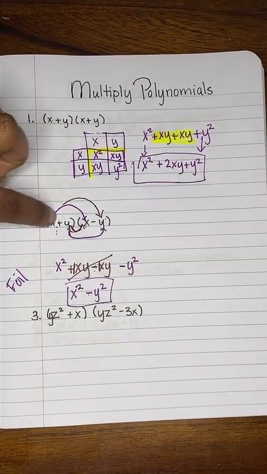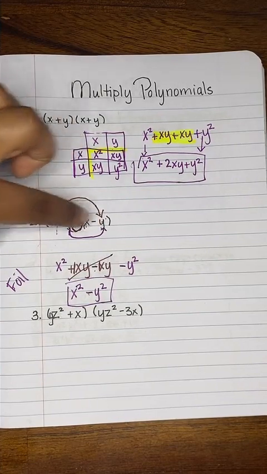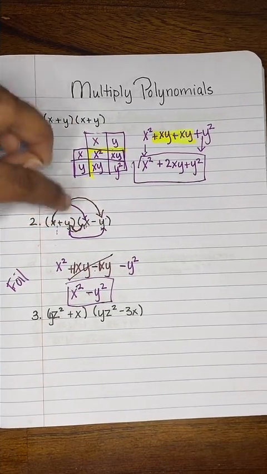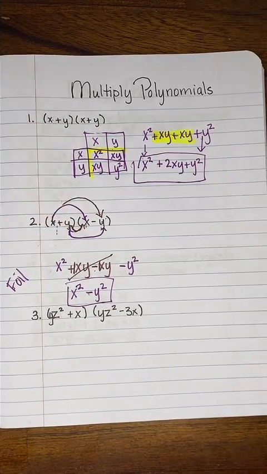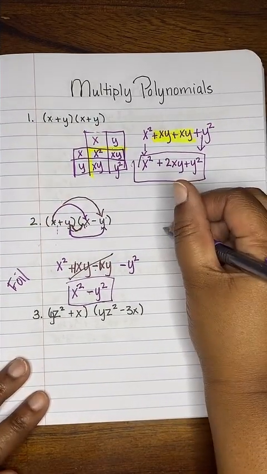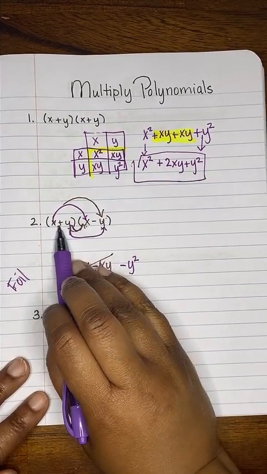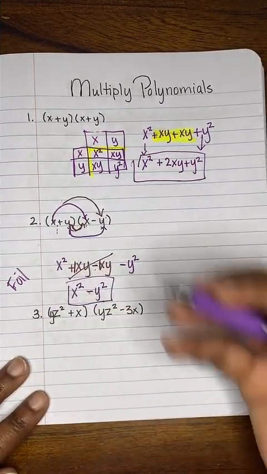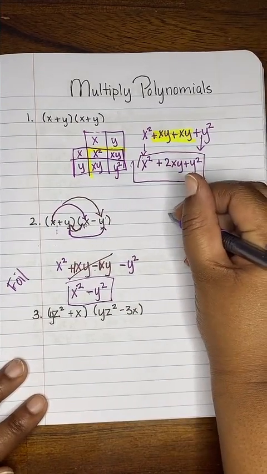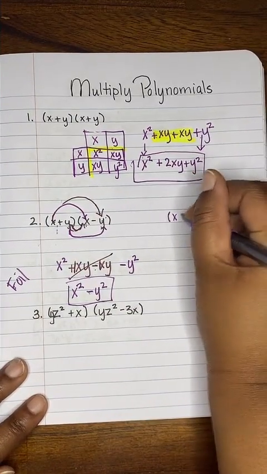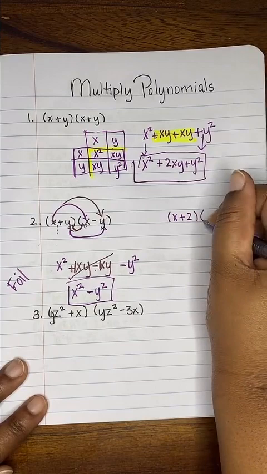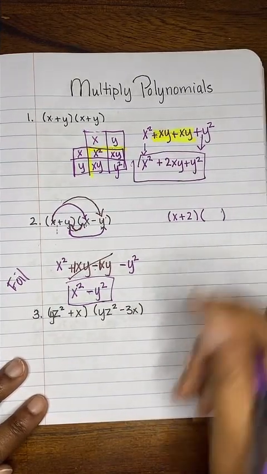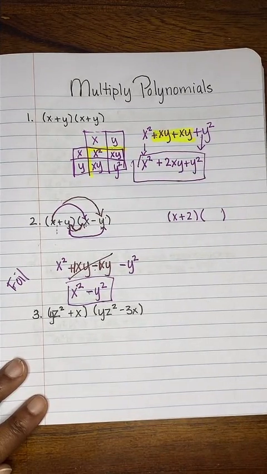If anybody noticed, these are called a difference of squares. I don't know if your teacher has taught you that yet. What a difference of squares is, you guys, is basically a plus and a minus of the exact same parentheses. So let me give you another example. We could have x plus 2, and what do you think this parenthesis has to be if we're doing a difference of squares?